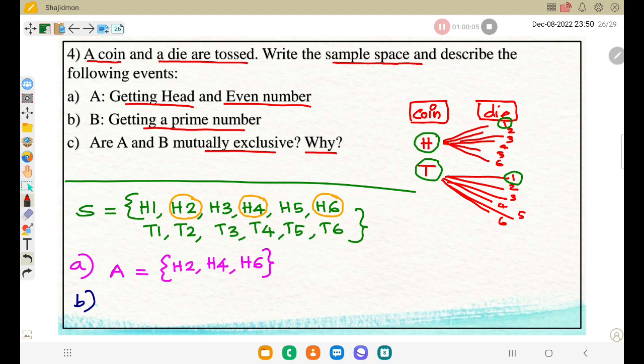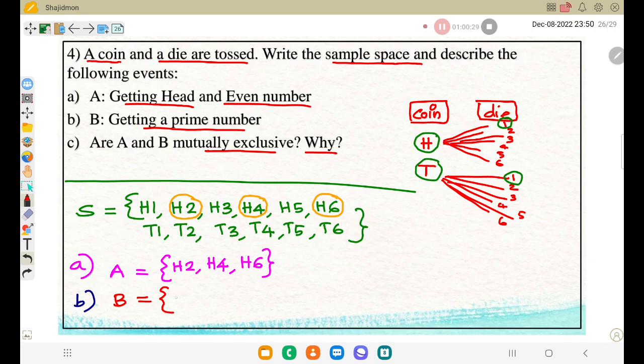Okay, now return back to the question here. Getting a prime number means getting a prime number on the die. Head and tail will not come on the die. The coin is the same, either head or tail, but the die shows a prime number. So B equals, what are the options?